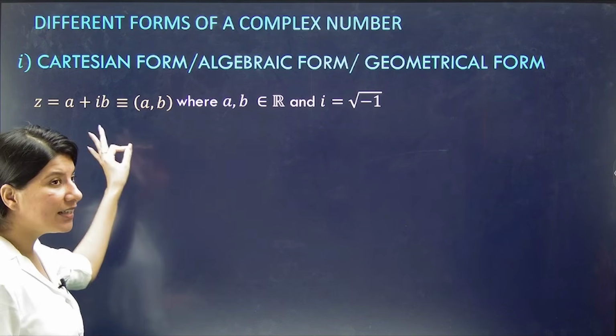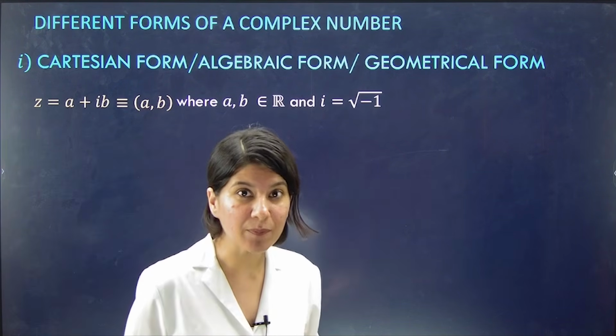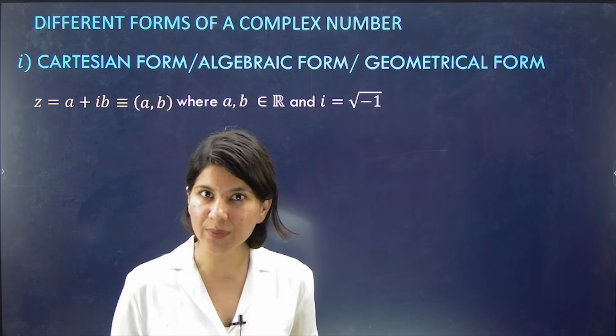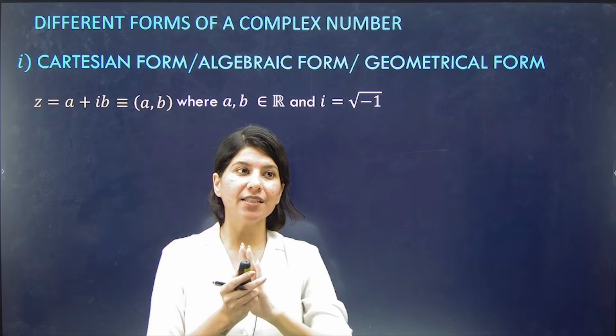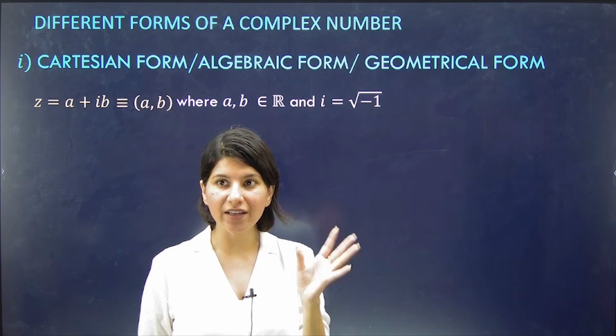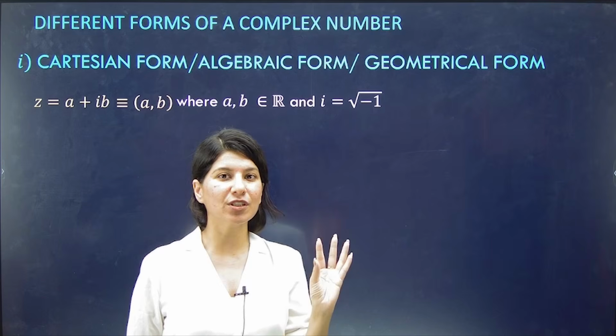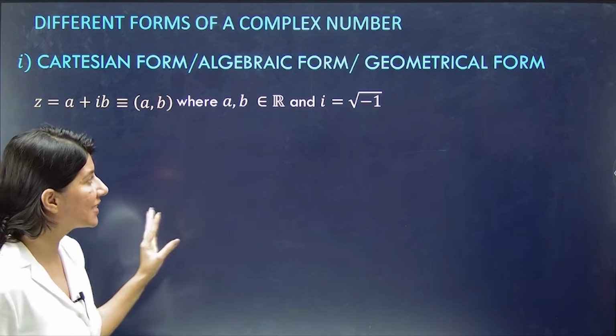It is very clear that this can be plotted on the Argand plane as well. (a, b) is the point. That's why this is a geometrical form as well. It is a very basic form. You just know the point and you know the exact complex number, right?